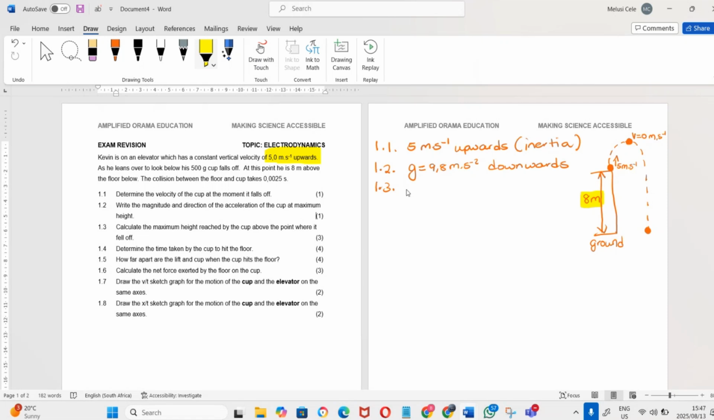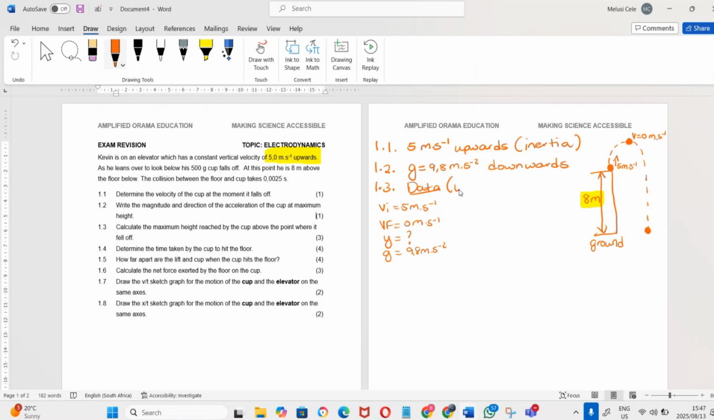So if you write down the given data, you have Vi, which is 5 meters per second. Then you have Vf, which is 0 meters per second. You are looking for the height. And you have g, which is 9.8 meters per second squared. So that's enough information for you to actually solve the problem. Remember, you need to choose a reference direction.